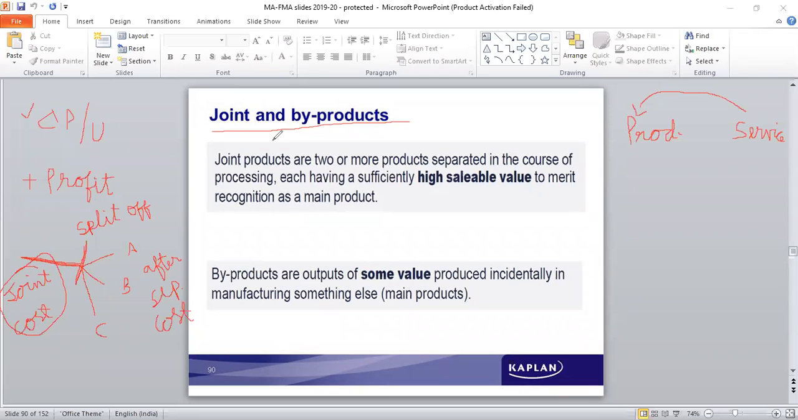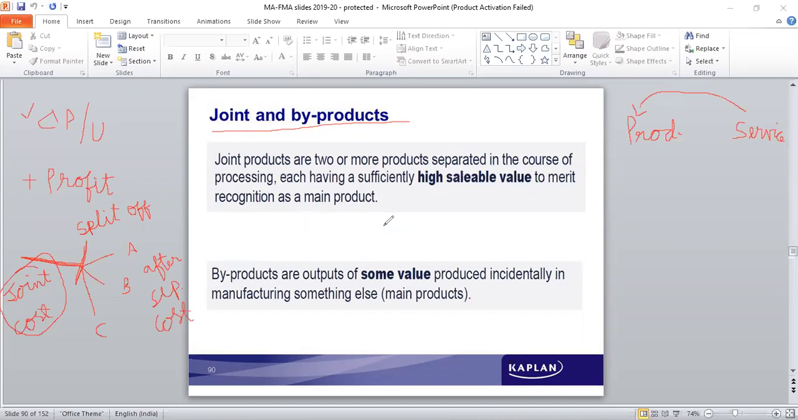Sometimes because of the production process, if there is some other product which is produced, an output of some other product which comes out of this production process, we call that a byproduct. That doesn't have as much value as the main products or the joint products. It is just some value which is realized, some output which comes out of the production process that has very little value. Okay, so that is the meaning of byproduct.